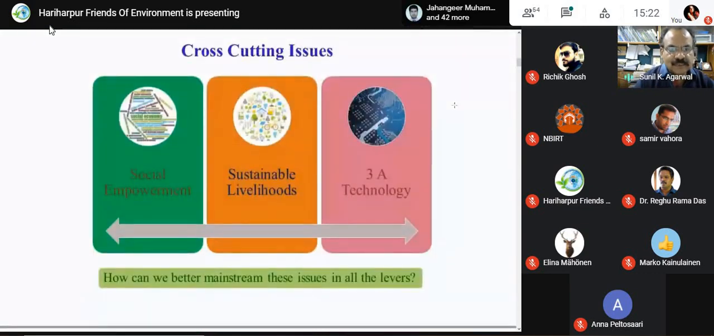These are the cross-cutting issues when we talk about social development or impact: livelihood, social empowerment, and 3A technology. When we talk about technology, we believe in appropriateness, affordability, and adaptability at the user level or the community level. We have to strike a proper balance in these three cross-cutting issues, and that is the purpose of the Science and Society program of Department of Science and Technology, where we look at these cross-cutting issues in each and every project, to benefit and empower the community at large through technology interventions. Next slide, please.